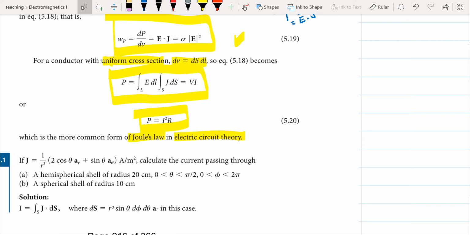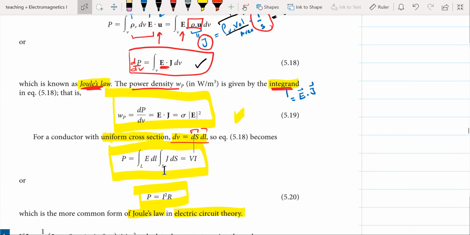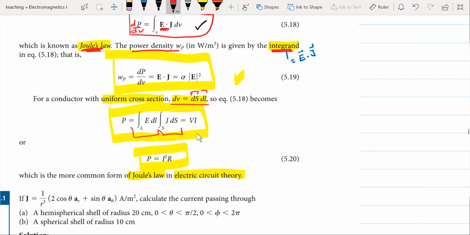conductor, we can always say that dV can be given by this formula. Of course, this is surface times length. And therefore, we can break up our equation 5.18 to take this form. We are breaking the dV, and therefore we are able to say that power is equal to voltage times current, or the potential times current, which can also be expressed as I squared R, which is the most common form of Joule's law as you use it in electric circuit theory.